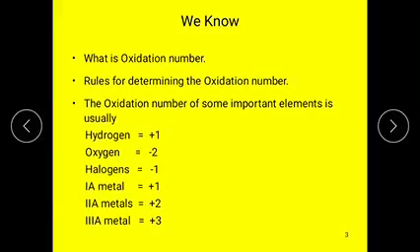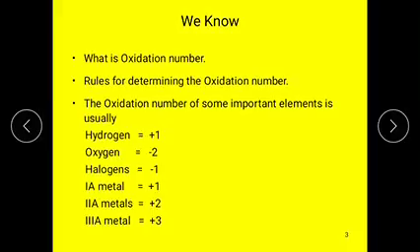For first A group elements, lithium, sodium, potassium, rubidium, cesium, francium, we have to take +1 as the oxidation state when combining with any of the elements.